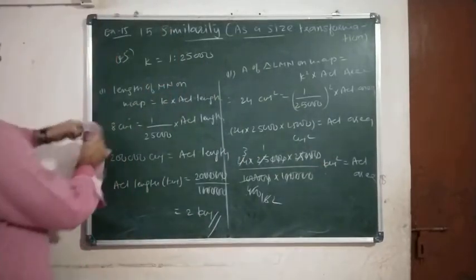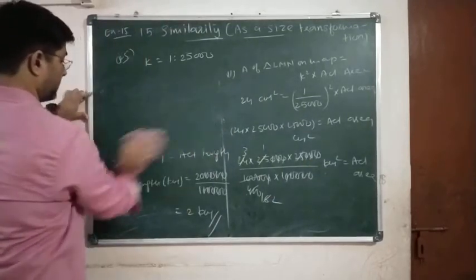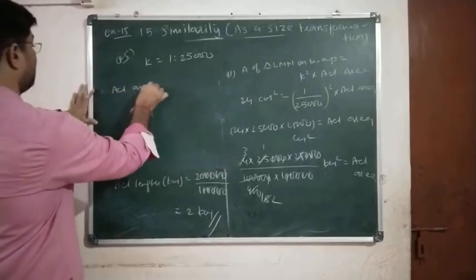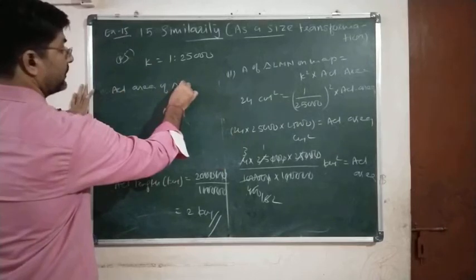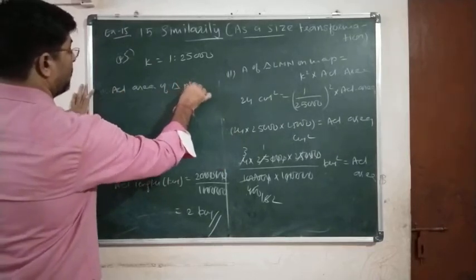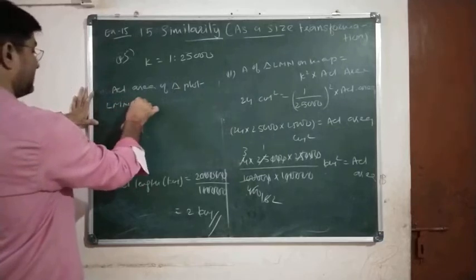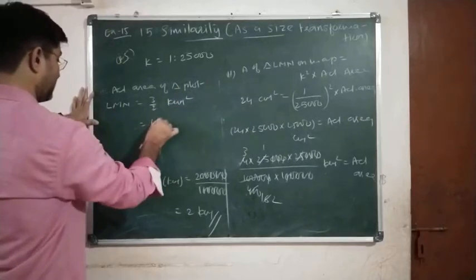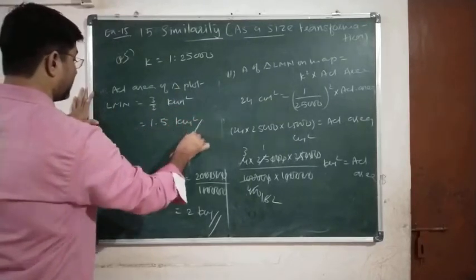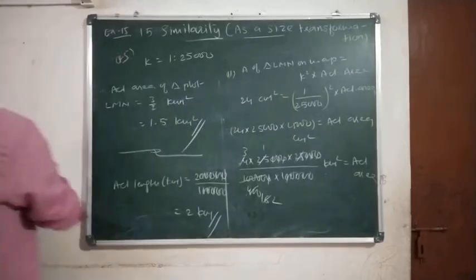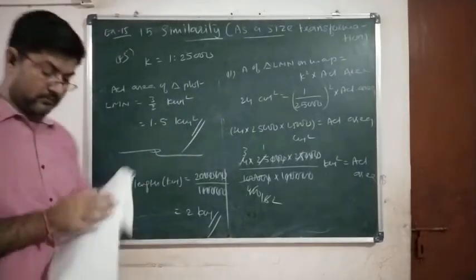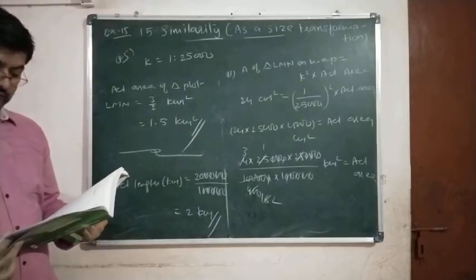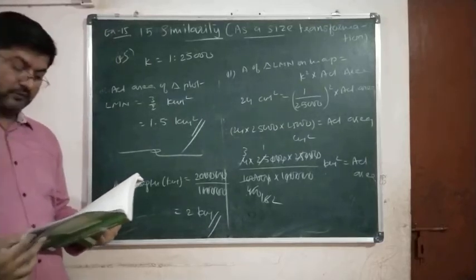So we got the actual area of the plot. Therefore the actual area of triangular plot LMN is equal to 3 upon 2 square kilometer, which is equal to 1.5 square kilometers. This is the final answer of question number 5. Okay, 1.5 square kilometers, that is right.